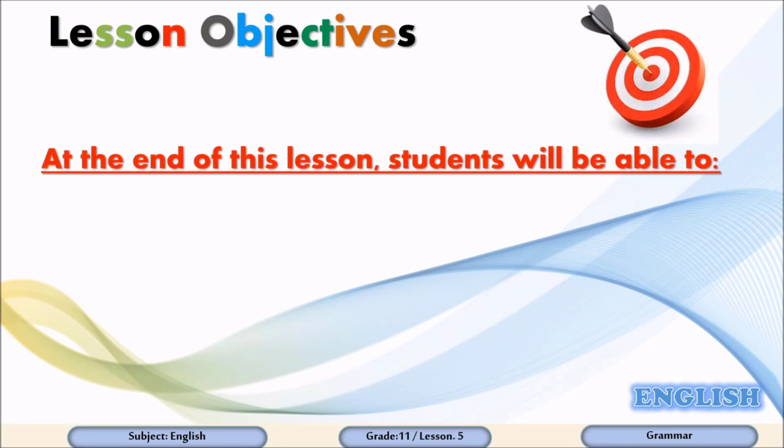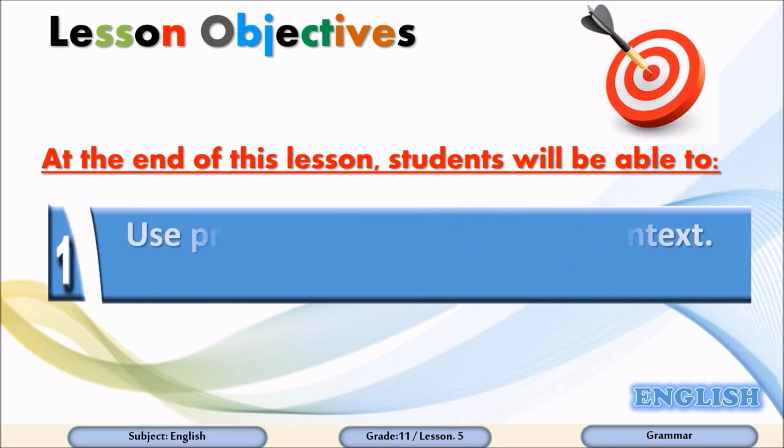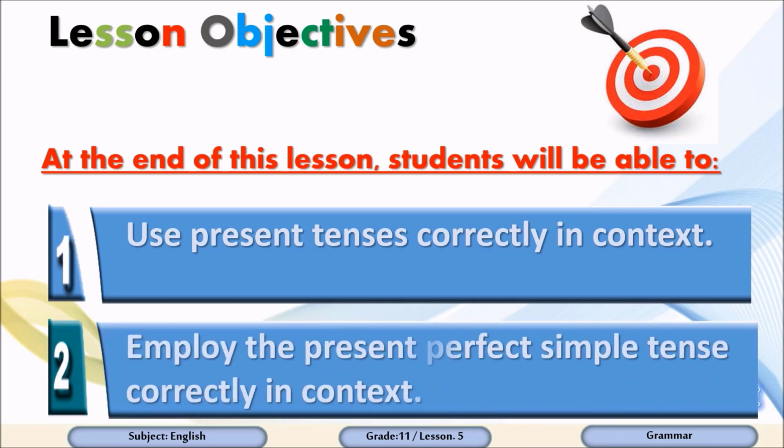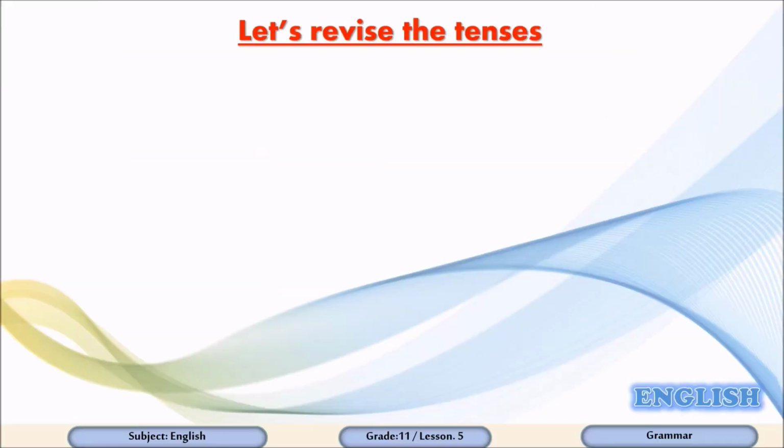At the end of this lesson, students will be able to: 1. Use present tenses correctly in context. 2. Employ the present perfect simple tense correctly in context. Now it's time to refresh your memories and to revise these tenses.